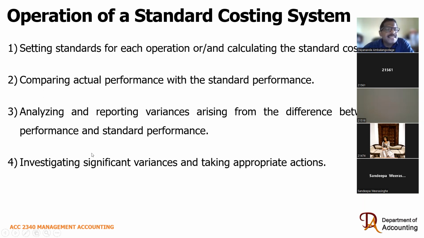I think these are the steps. Basically, you have the standard cost, actual, comparison, identify variance and analyzing and taking corrective action. That's the operation of the standard costing system.